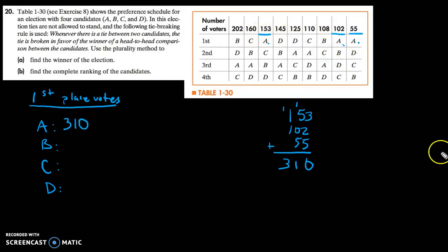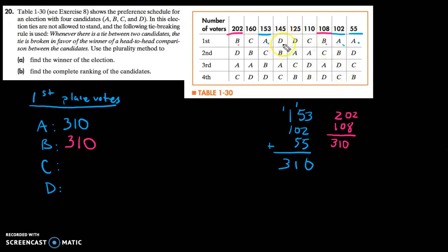Alright, so now we'll look at B. And it looks like these 202 people put B first, and these 108 people, and that seems to be it. And 202 plus 108, there's no borrowing, so it's a little easier to do without even writing if you wanted to, is 310. So it looks like right there, there's already a tie.